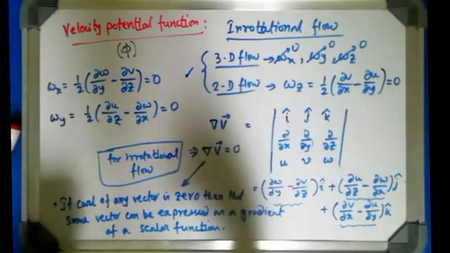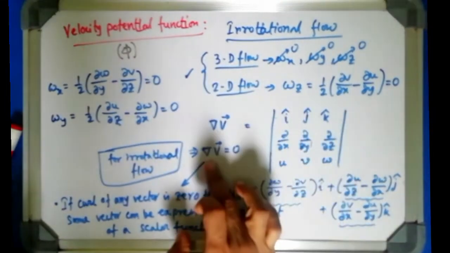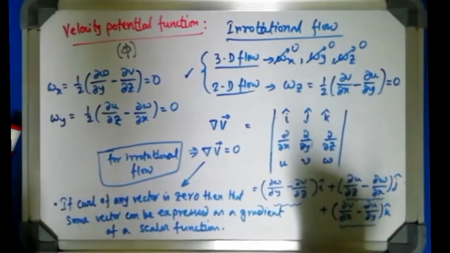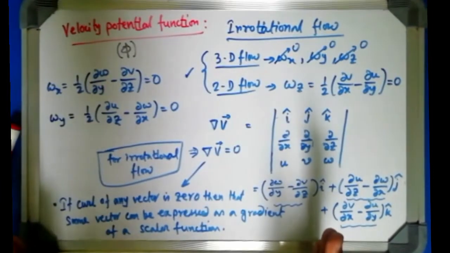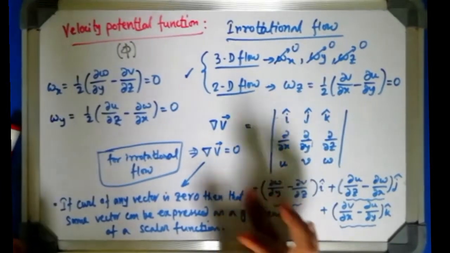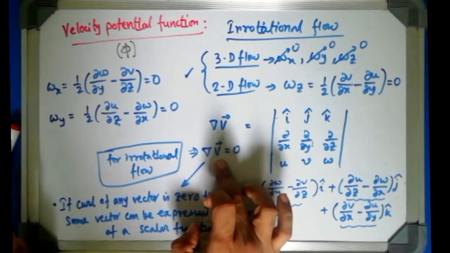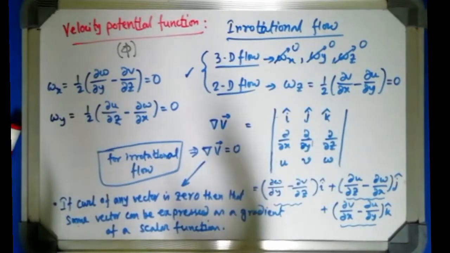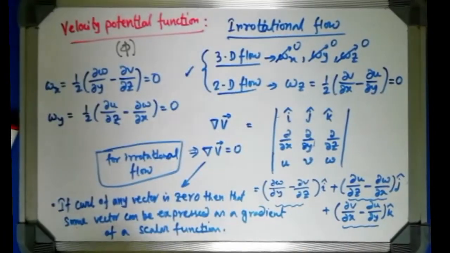Because here the direction is not a matter of concern, because grad of V is 0. So actually direction is not a matter of concern here. That is why we can express that same vector, that is a velocity vector, by a gradient of a scalar function, and that scalar function is velocity potential function.